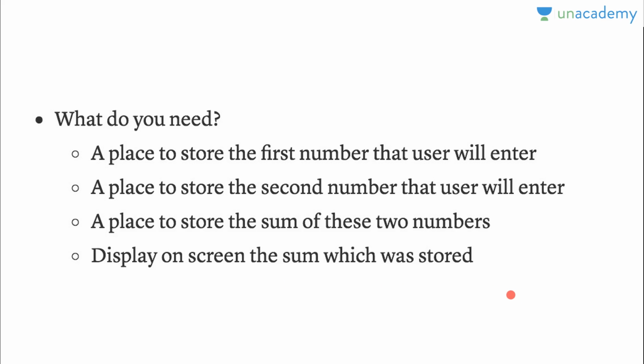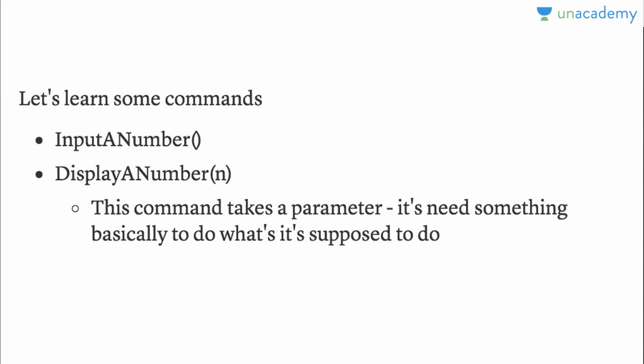The user wrote on that app the first number, you gave it to that, so it's stored somewhere. Then you gave the second number. Then what it did was it calculated the sum of the first number and the second number. So let's go ahead and let's learn some commands. So our program will be a series of commands that we'll give to it.